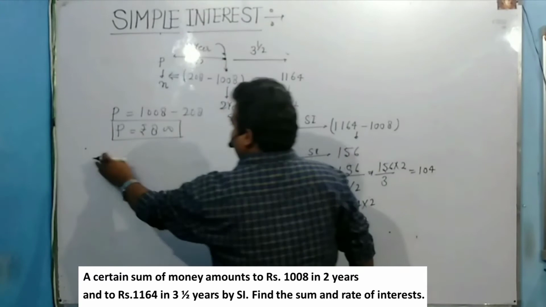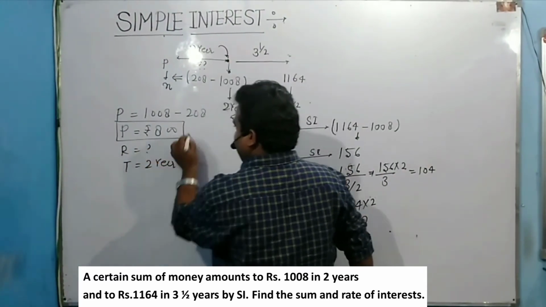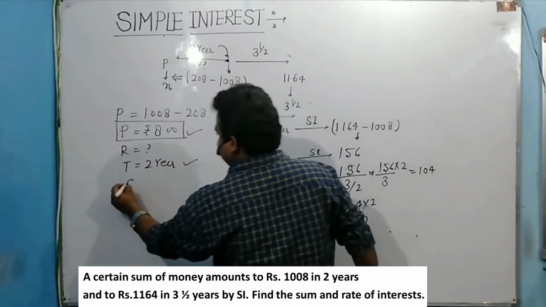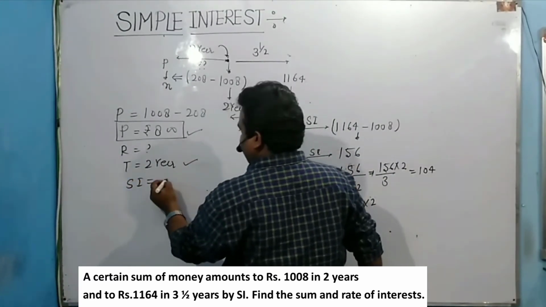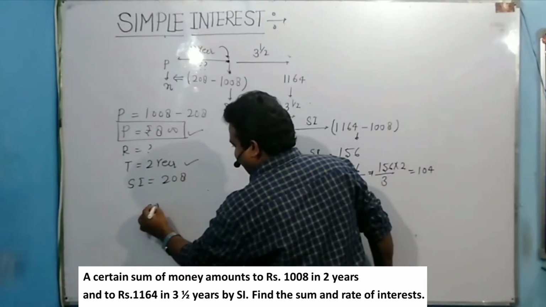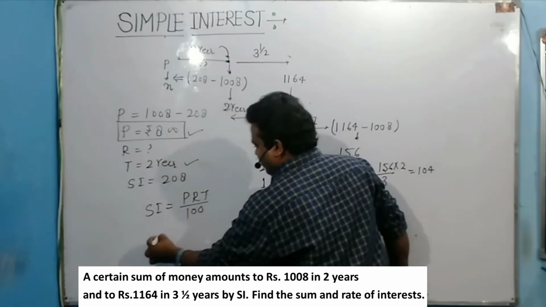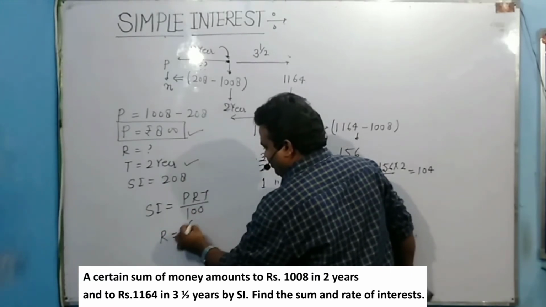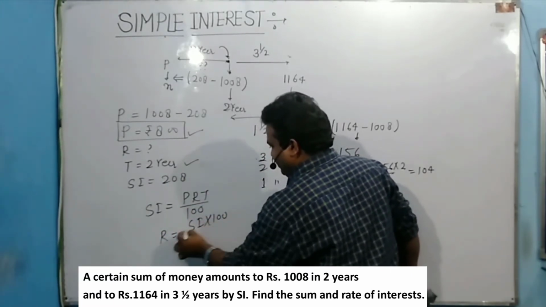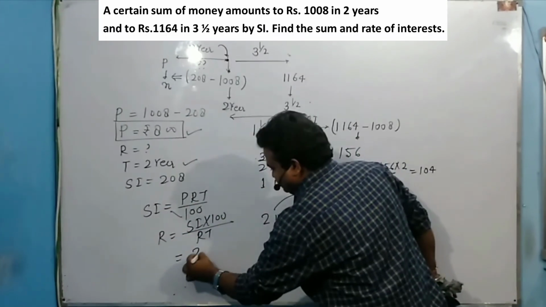The second question is to find out the rate. Time is 2 years. Principal is given to you, time is given to you, simple interest is also given to you, that is 208. You need to find out R. So what is my simple interest formula? My simple interest formula is PRT divided by 100. What is your R value? R is simple interest into 100, cross multiplied, divided by P into T. Simple interest is 208.